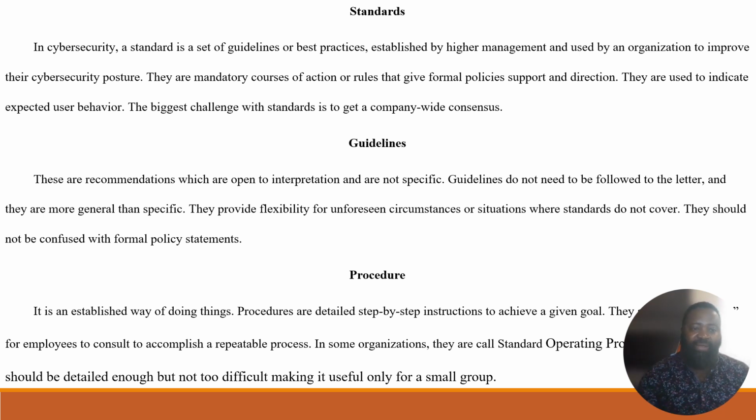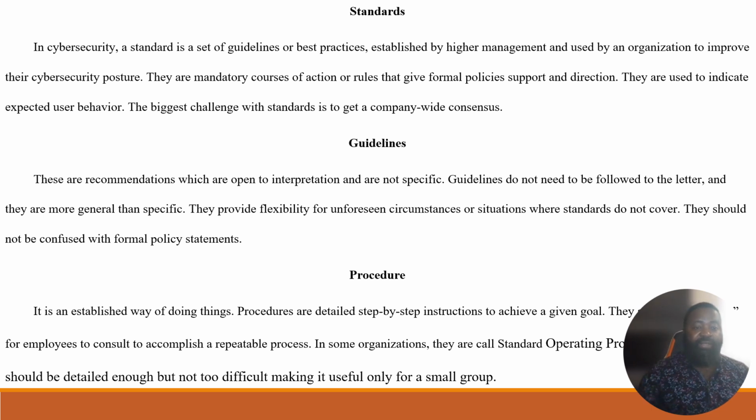Next, we talk about guidelines. These are recommendations which are open to interpretation and are not specific. Guidelines do not need to be followed to the letter, and they are more general than specific. They provide flexibility for unforeseen circumstances or situations where standards do not cover. They should not be confused with formal policy statements.